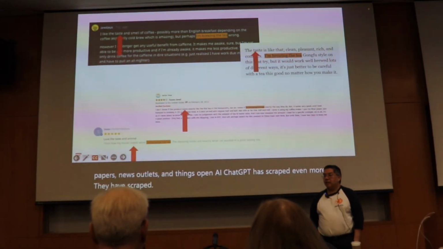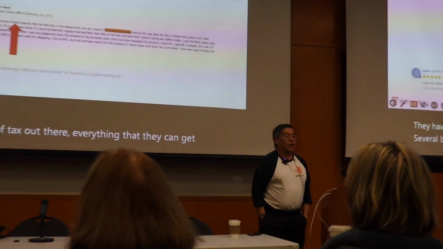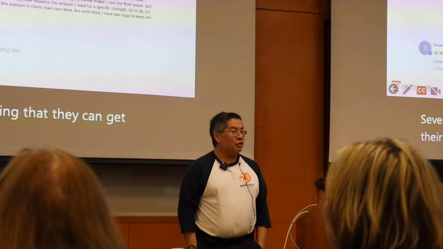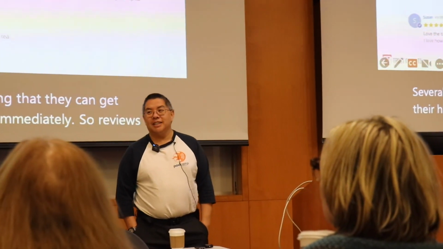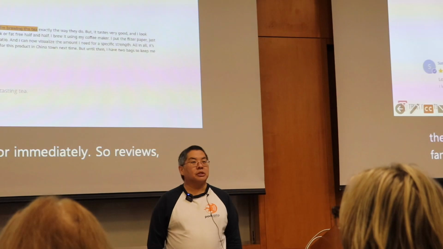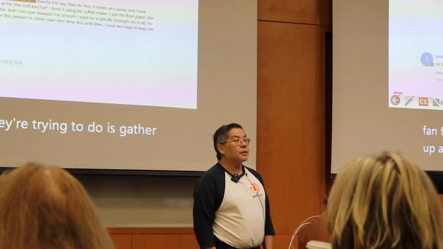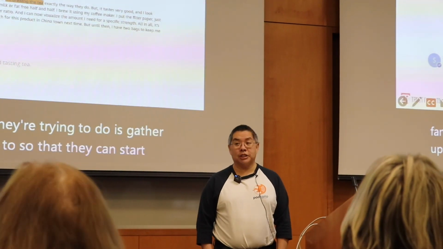They have scraped several billions of pounds of text out there. Everything that they can get their hands on that they're not going to get sued for immediately. So reviews, fan fiction, all sorts of crazy stuff online. And all they're trying to do is gather up all the text possible that they can have access to so that they can start assigning probabilities to it.